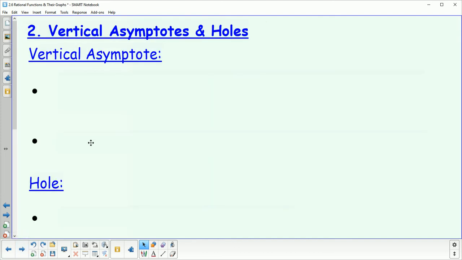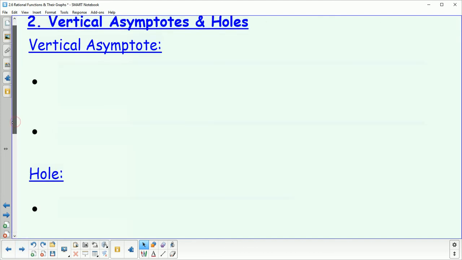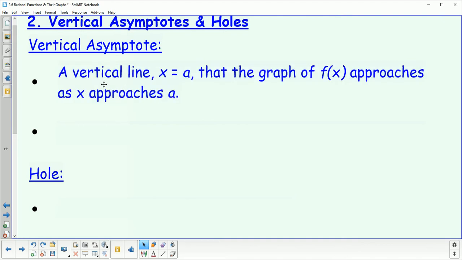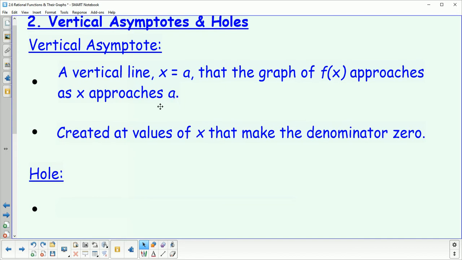A vertical asymptote then. So vertical asymptotes and holes are going to have to do with our domain. So a vertical line, x equals a, as x approaches a. Okay, so our graph is going to approach it from one side or the other or both sides as x approaches a. So a is just going to be some number, created by values of x that make the denominator 0. Okay, so this is going to come from our domain. Both of these come from domain values.